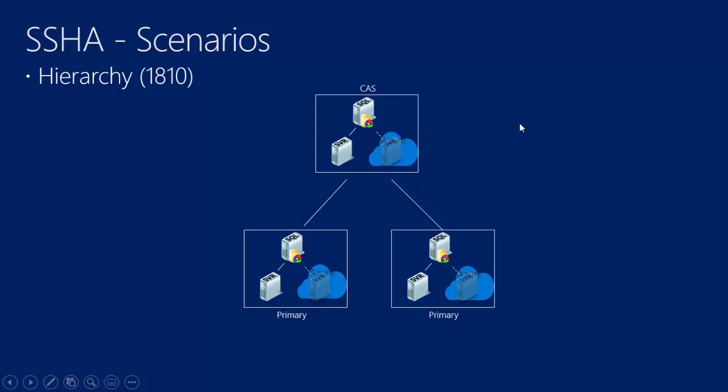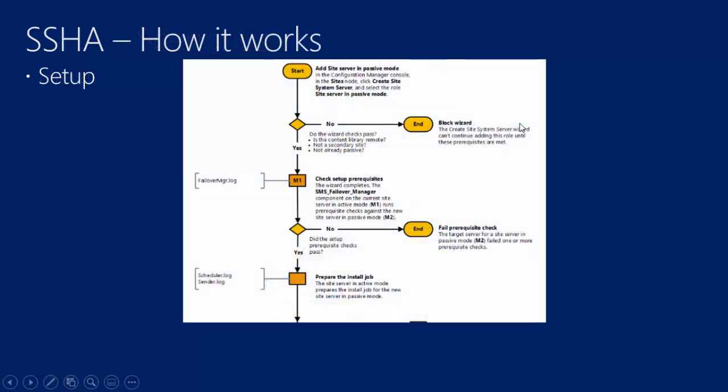So how does this all work, right? I want to take you through two ways to illustrate how this works visually. Then we'll see it actually work in the demos. In both scenarios, we'll see it work. So the first is a flowchart in terms of setup, what we're going to do, right? Walking through this chart, which does come from our documentation, the first thing we're going to do is add a site server in passive mode. I'll show you that in just a minute. When we do that, typically we're going to create a site system server, a new server to host that passive mode site server, right?